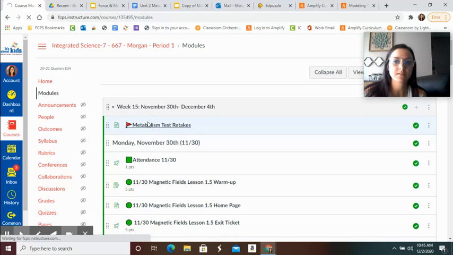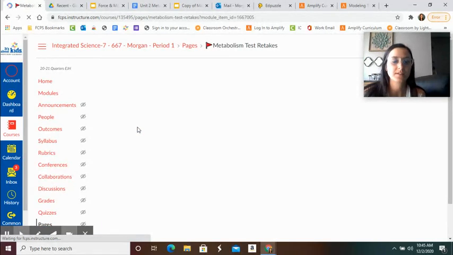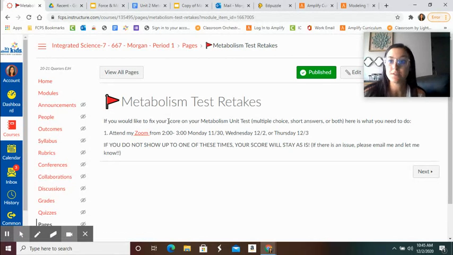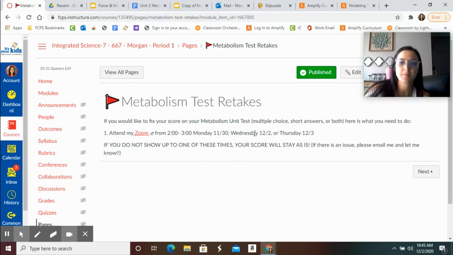So the metabolism test went into your grades on Monday, and some people did not do so well, and some people didn't do it at all. And so if you would like to fix your score, there's information here on how to do so. You can do multiple choice, short answers, or both as far as the retakes go.